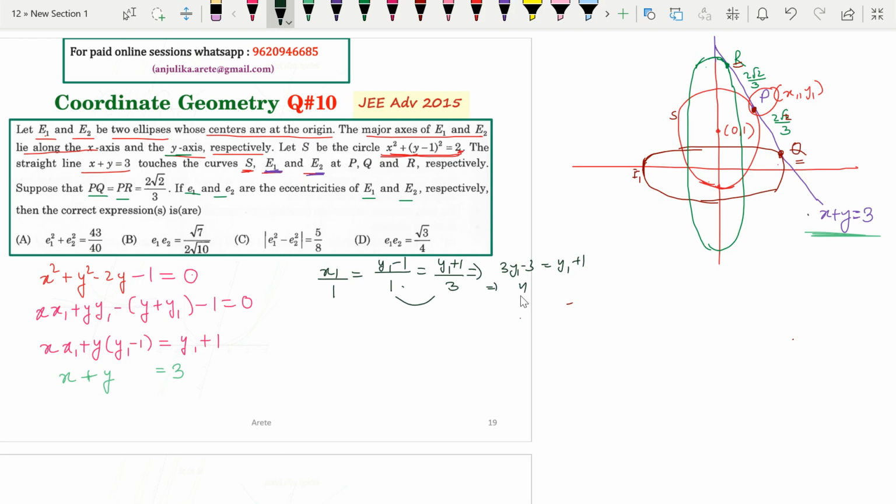2y1 is 4, or y1 is 2? You got y1 to be 2. Use these two. Okay, y1 is 2, so x1 is 2 minus 1. X1 is 1. So what is this? You got P point. Okay, P point is 1 comma 2.